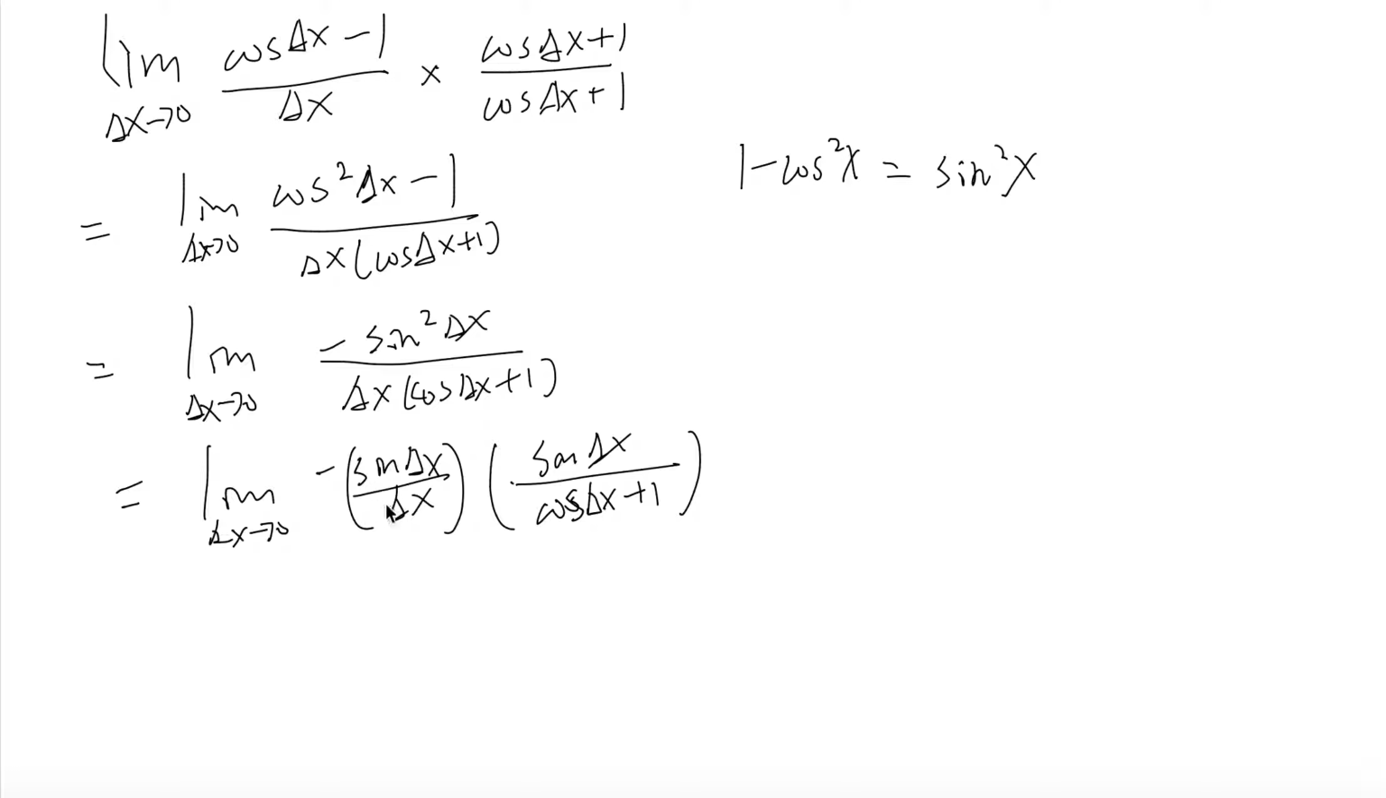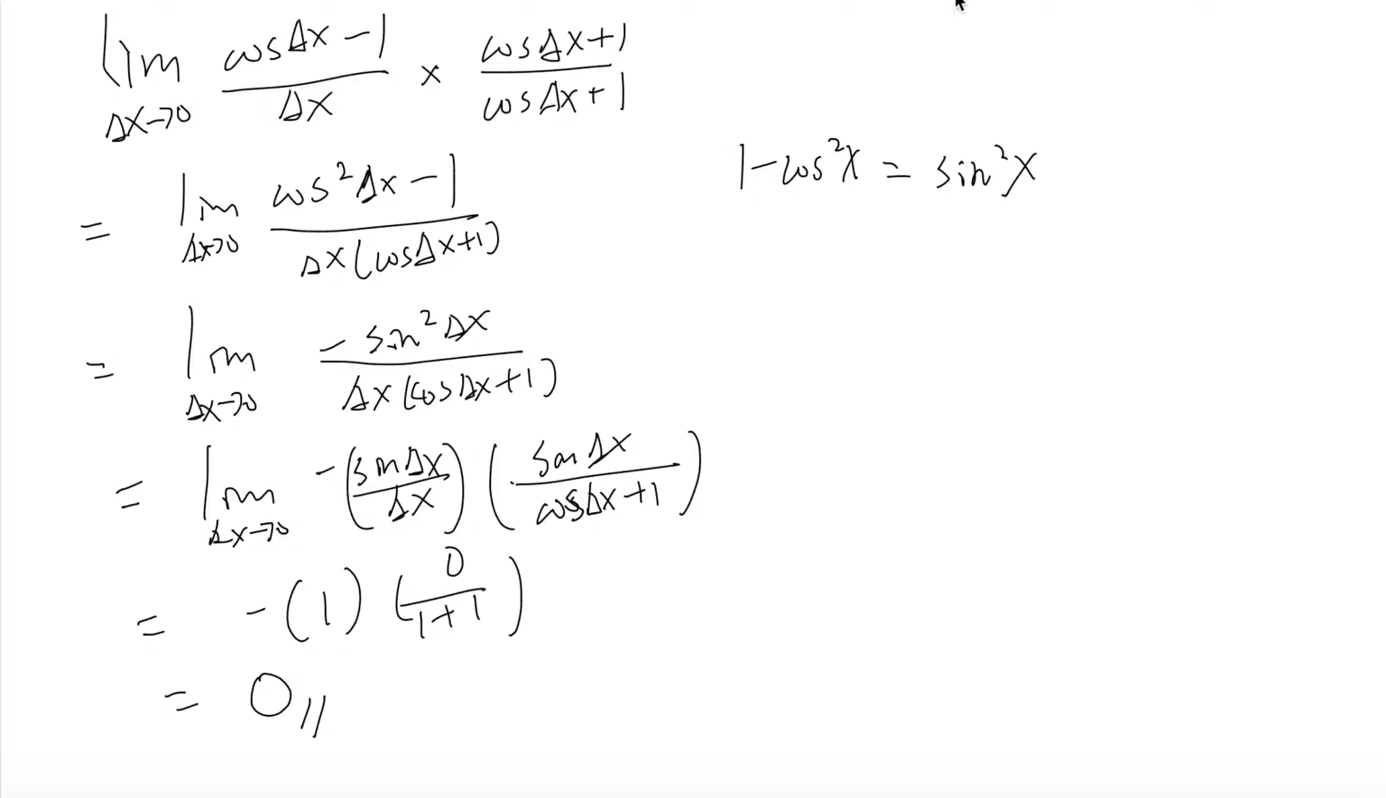The first part will be 1. I reminded you just a few seconds before. Now delta x tends to 0. Does it affect the second fraction? I don't think so, because sine delta x tends to 0 when delta x tends to 0, and cosine delta x tends to 1. Therefore the whole thing becomes negative 1 times 0 over 1 plus 1. That is, the limit should go to 0.